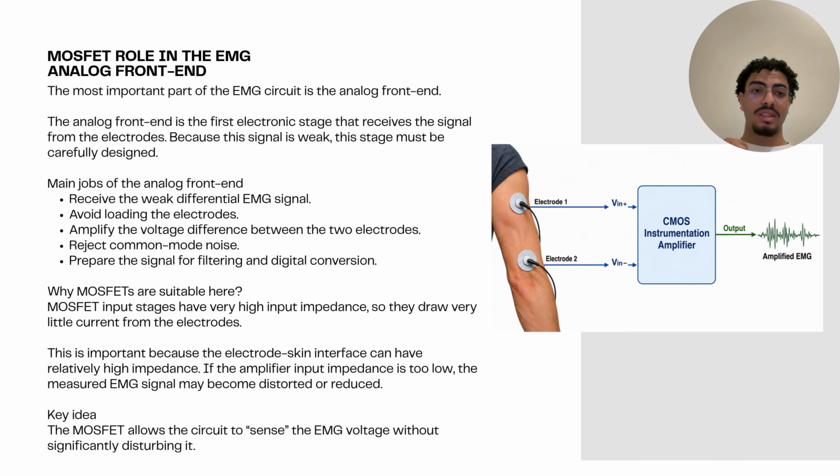MOSFET input stages have very high input impedance. This means they draw very little current from the electrodes. This matters because the electrode skin interface can have relatively high impedance. If the amplifier input impedance is too low, the EMG signal may become reduced or distorted. The key idea is that the MOSFET allows the circuit to sense the EMG signal voltage without significantly disturbing it.